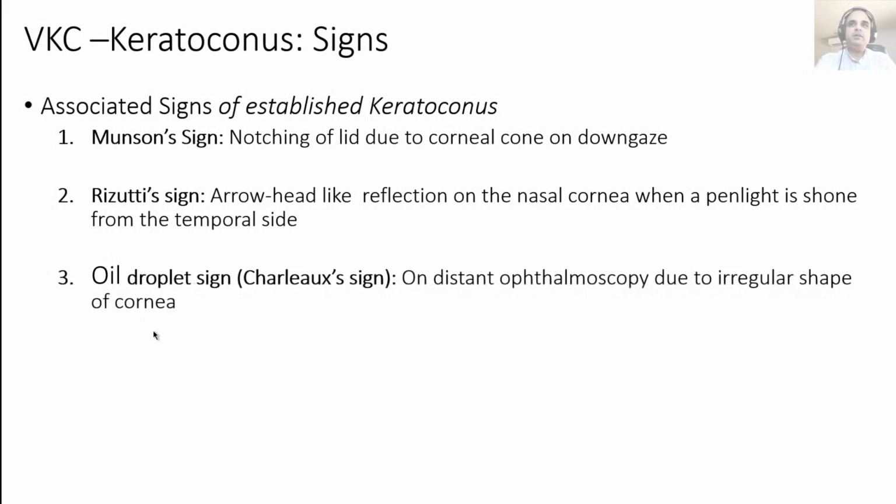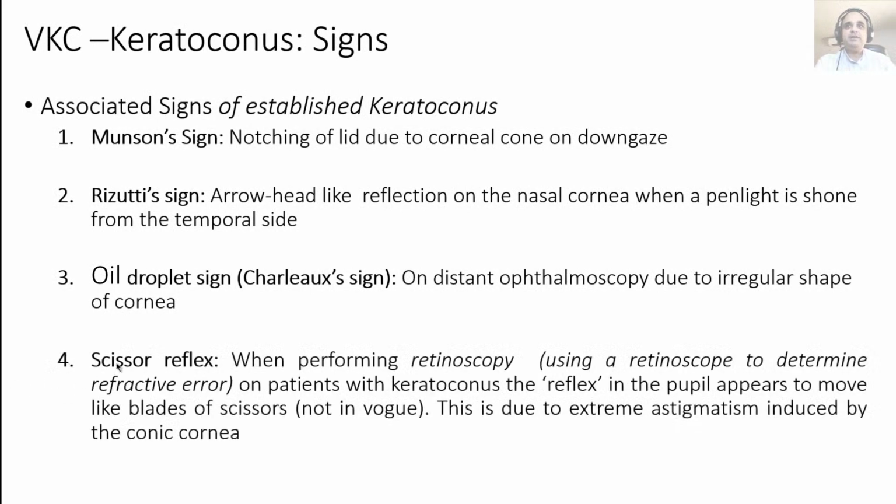Then we have something called a Charlot sign, or an oil droplet sign. It's when you're doing distant ophthalmoscopy, you see this abnormal color on ophthalmoscopy. It looks like an oil droplet rather than a nice reddish reflex. Again, I'll show you a picture. And finally, a scissors reflex.